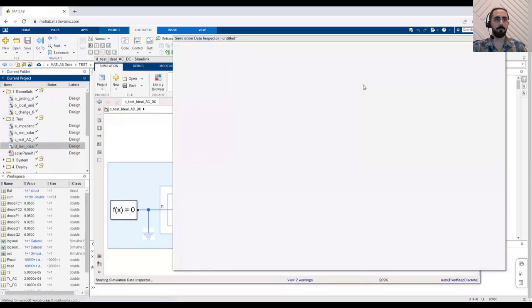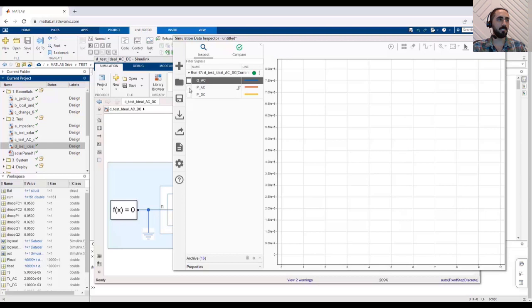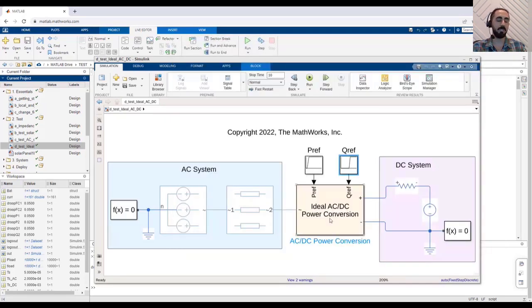So going to the Simulink data inspector, checking the active power of the AC and active power of the DC, they should be overlaid, and they are overlaid. As you can see, we are tracking 1 megawatt, and between 5 and 6 seconds, we have a drop in the power. That's because of ramping up the reactive power. Reactive power is ramping up, so that's the expected behavior.